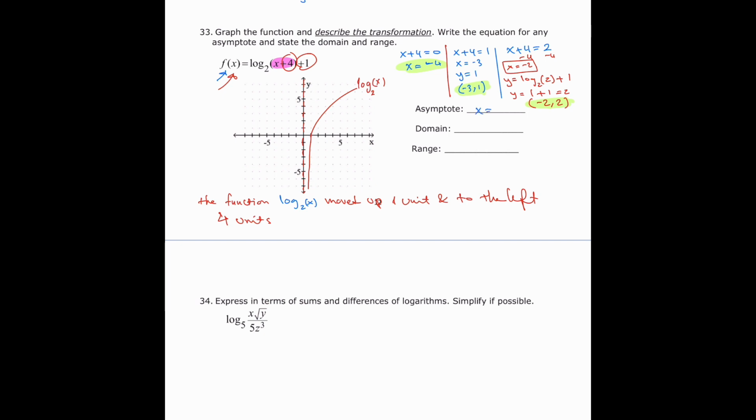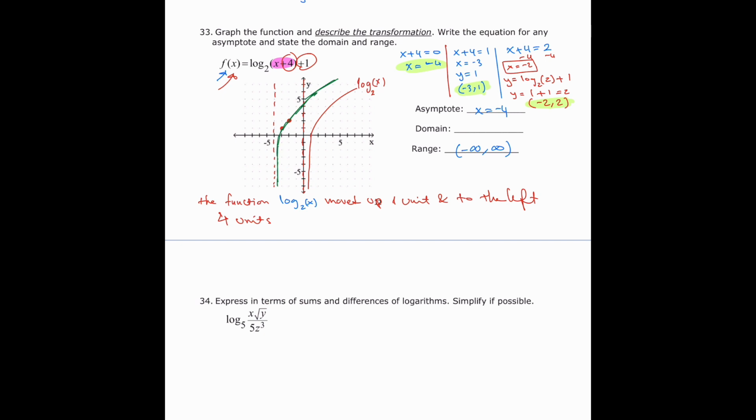Let me just put the asymptote here. The domain for the logarithmic function is going to depend on the horizontal shift. So let me just graph it first and then we will determine the domain and range. The range is always from negative infinity to positive infinity. The domain. So first we're going to graph x equals negative 4, which is the vertical asymptote. And then we're going to find the 2 points. The 2 points are (-3, 1), which is approximately here, and (-2, 2), which is approximately here. So the graph is going to look something like this.